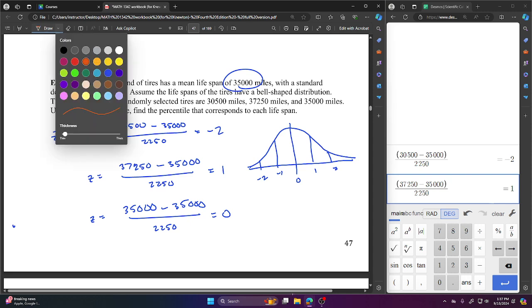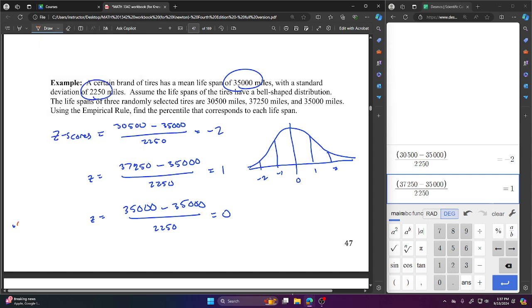Kind of looks a little crooked. I don't know about you guys. Doesn't that look a little crooked? Just go ahead and twist your head just a little bit, and then we're good.